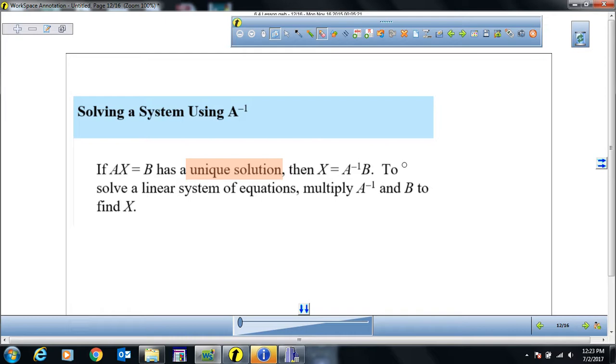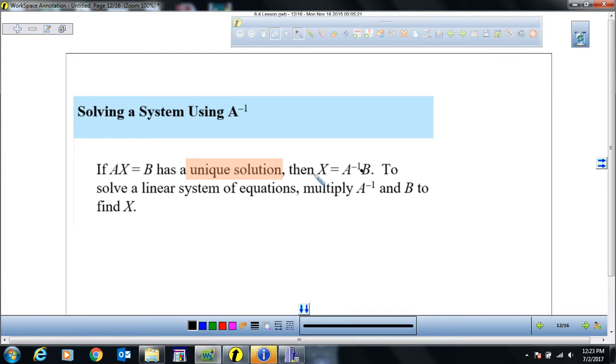We won't be able to tell which it is using the inverse. So all we can say, if we get that, is that the system has no solution or infinitely many solutions, one or the other. So keep in mind, we can only solve systems using the inverse as long as the system has one and only one solution. So if AX equals B, then X equals A inverse times B. This is how we find the solution.